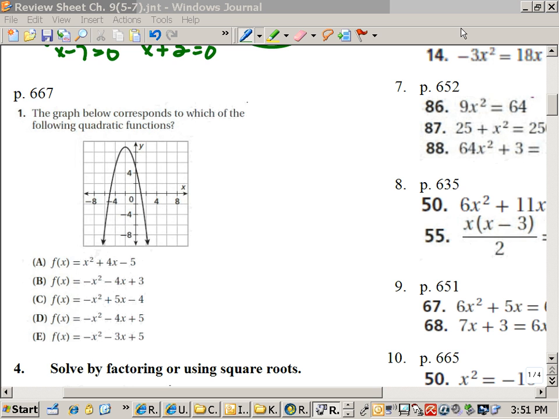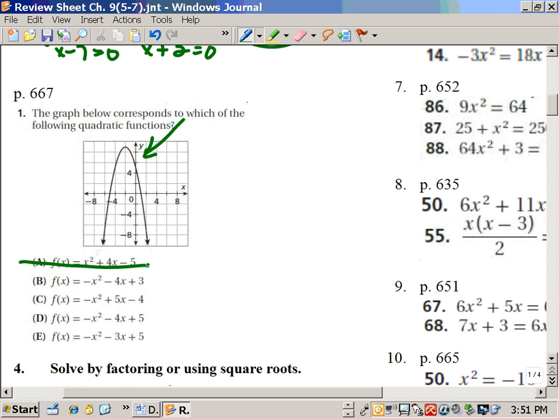All right, this next problem, I need to figure out which graph corresponds to which of the following quadratics. I see that this opens down, so I'm going to get rid of choice A because that one opened up. My y-intercept here, well, it's definitely not negative 4. My y-intercept is not negative 4, so I'm going to take C off.